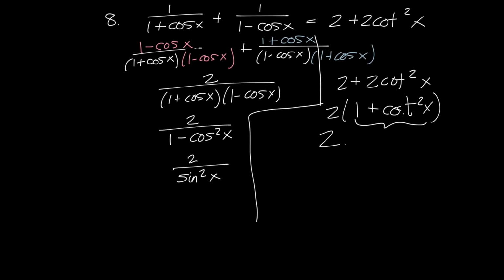Sorry for the delay here. Cosecant squared x. That's one of the Pythagorean identities. And cosecant squared x is the same as 1 over sine squared x. And voila! The two sides are now the same.